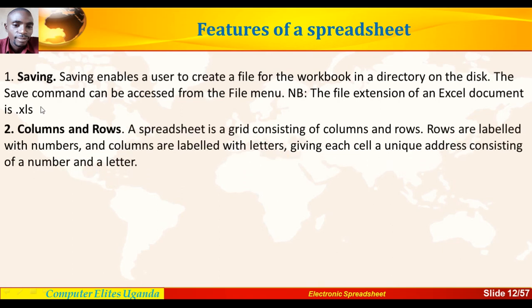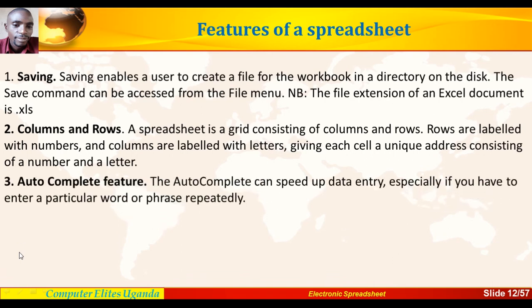Then number two, we can also talk of columns and rows. Of course, when you look at the spreadsheet, it contains a grid which consists of columns and rows. And always rows are labeled with numbers and columns are labeled with letters, giving each cell a unique address consisting of a number and a letter. So we have those two features, columns and rows, in a spreadsheet.